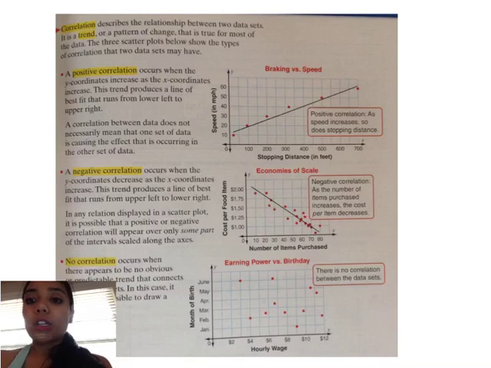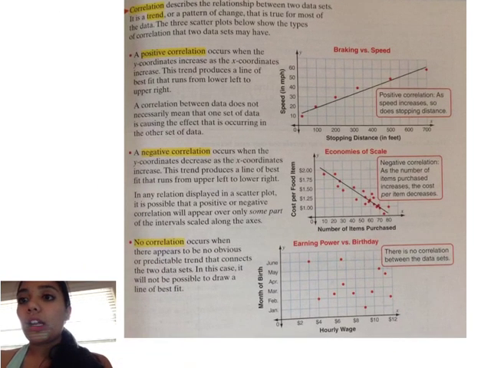No correlation is when you can't draw a line of best fit. It occurs when there appears to be no obvious or predictable trend that connects the two data sets. So this is an example of no correlation.